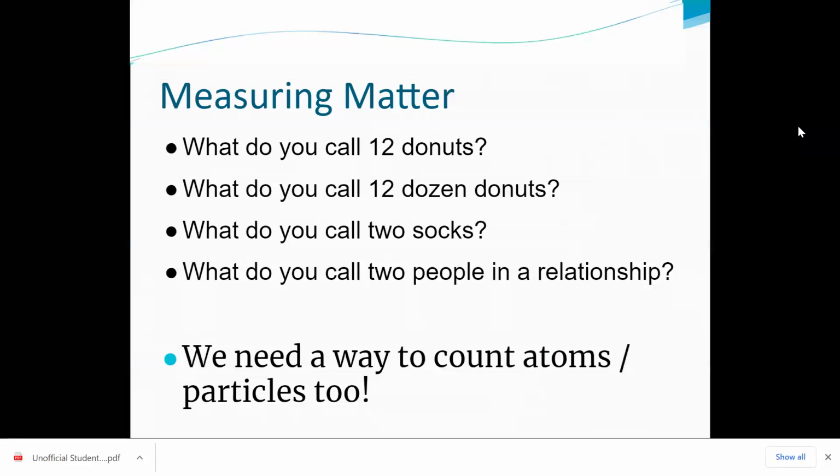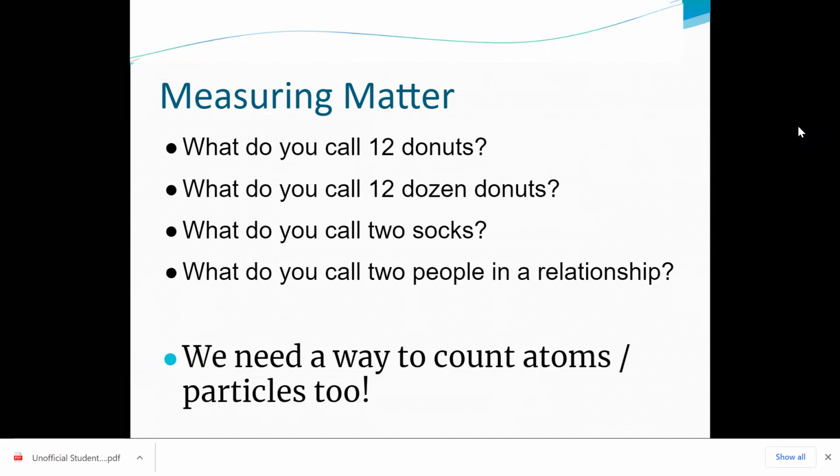For instance, you know what you call a dozen donuts, right? 12 donuts equals a dozen. What's 12 dozen donuts? That's a gross. 2 socks is a pair. 2 people in a relationship, a couple. So we use units to classify things into groups all the time.